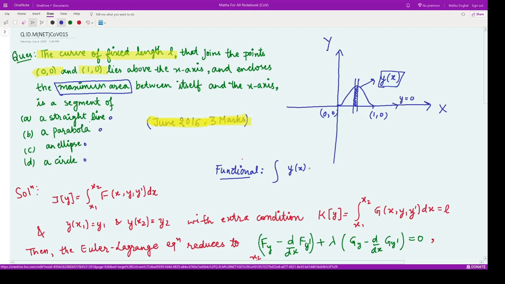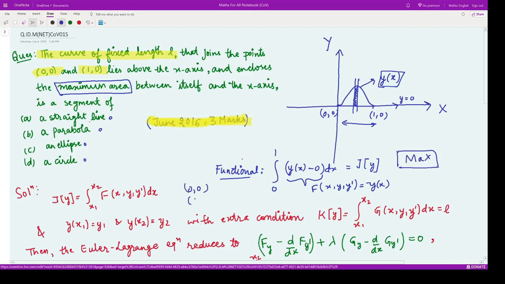So we have y(x) minus 0 dx, and if I move this strip horizontally from 0 to 1, I will cover the whole of this region. So the integral from 0 to 1 of y(x) dx would be our given functional J[y]. Let's call this function f, so f(x, y, y') is y(x). So this is our functional and we need to maximize it. Moreover, the conditions given are that the curve passes through the points (0, 0) and (1, 0).